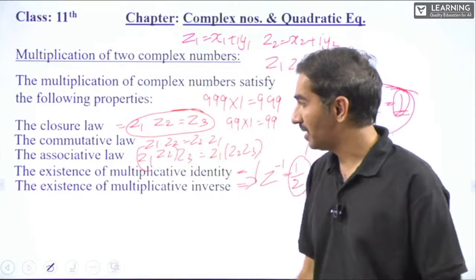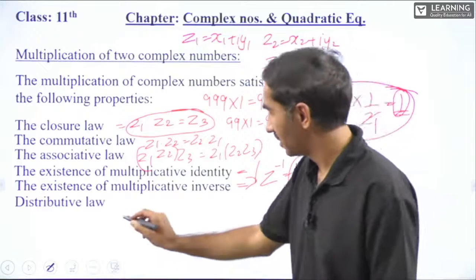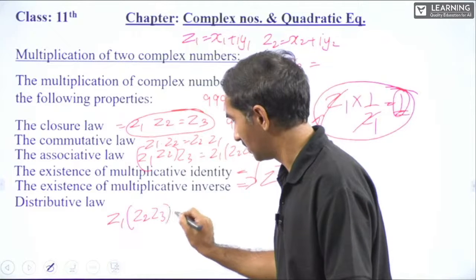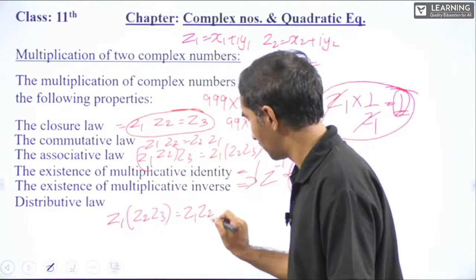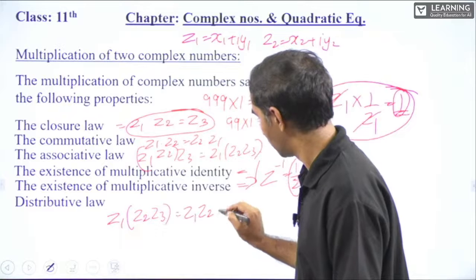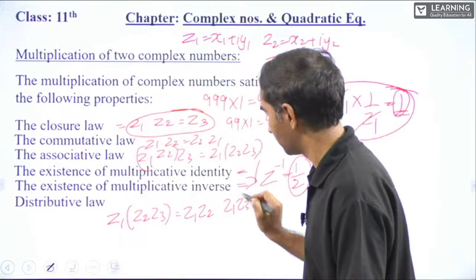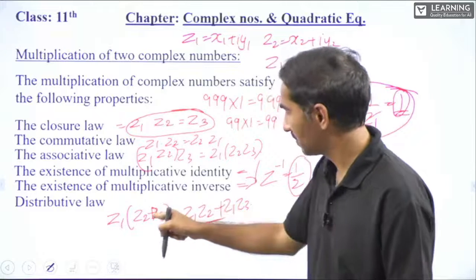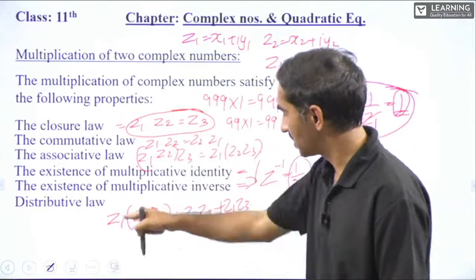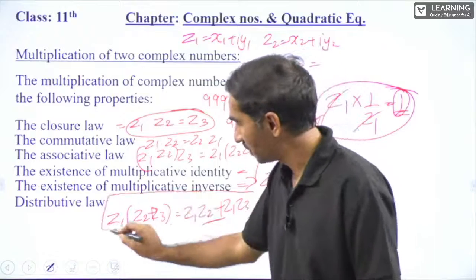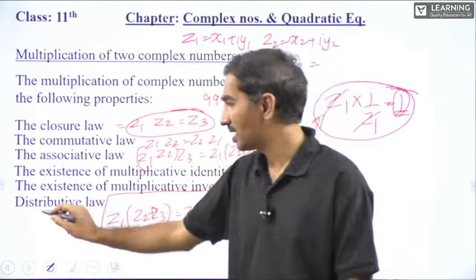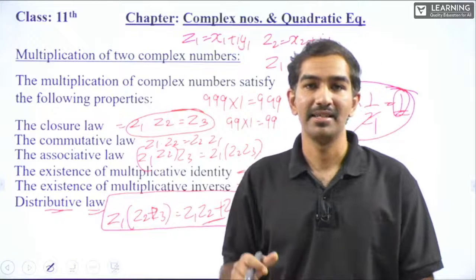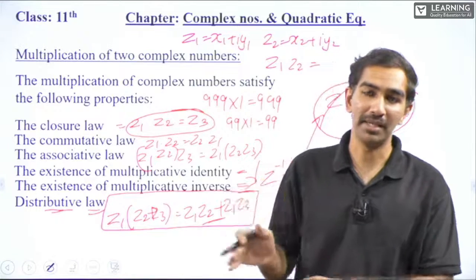The very last property, distributive law. So here, Z1 of Z2 plus Z3, this is equal to Z1 into Z2 plus Z1 into Z3. So these both will be equal to each other. So this is nothing but what, students? Distributive law. So these are whatever session we had from the beginning until now.